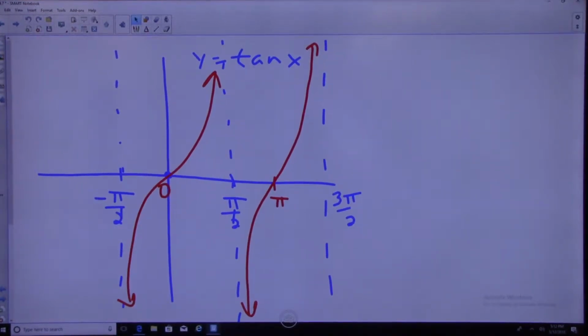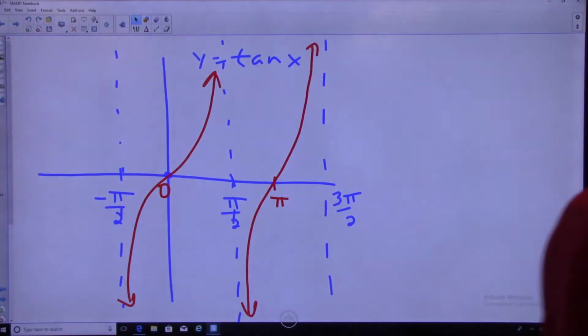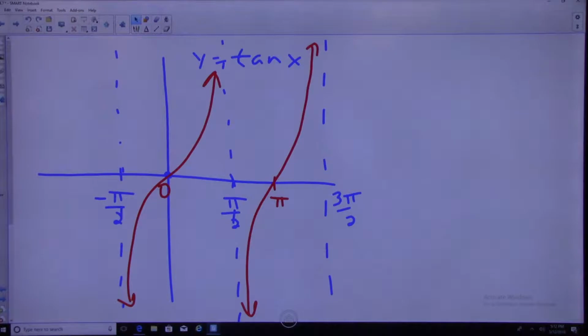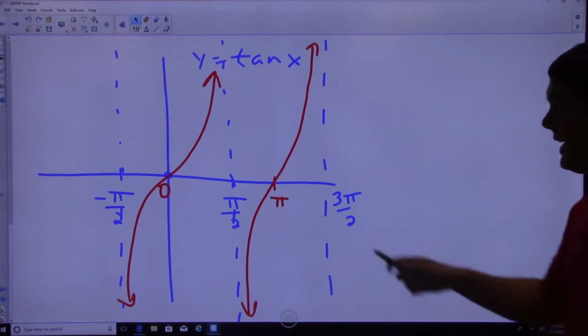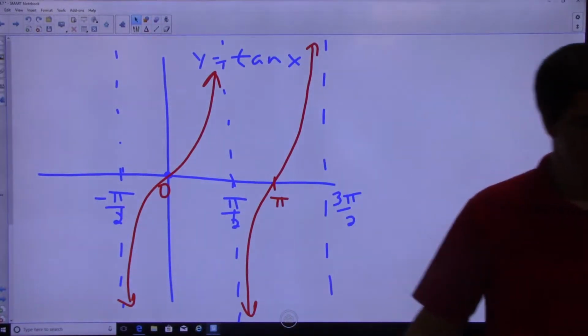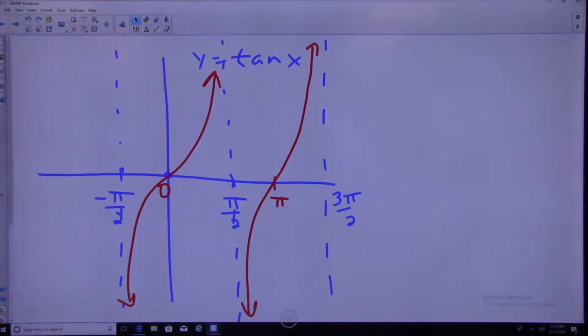Alright guys, this last video in section 4.7 is going to deal with the inverse tangent function. So what we're going to look at here is, first of all, here's the tangent function, just normal tangent. Not inverse, this is just tangent. Just like I did with the last two, I'm going to talk about this one the same way.